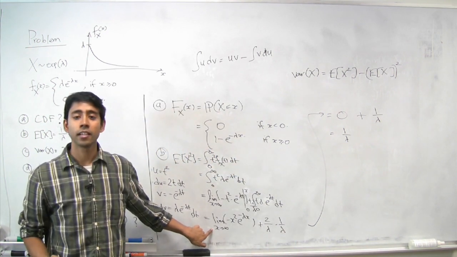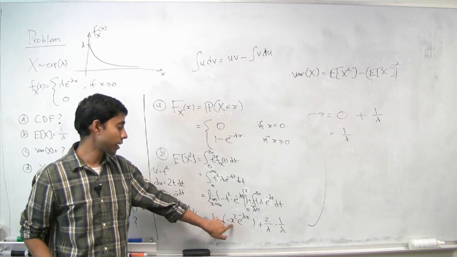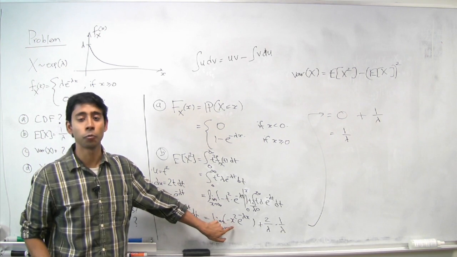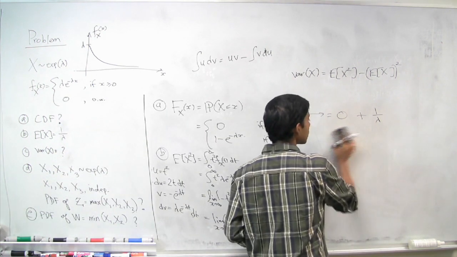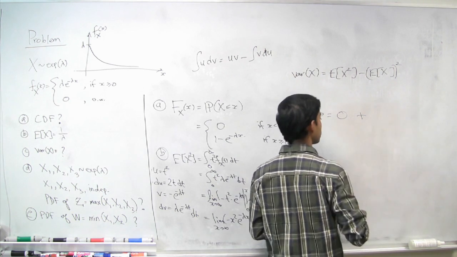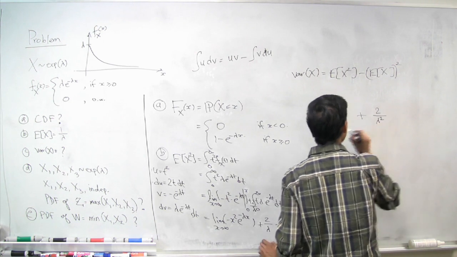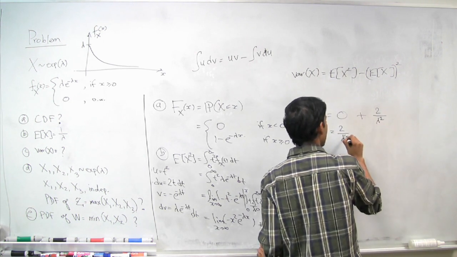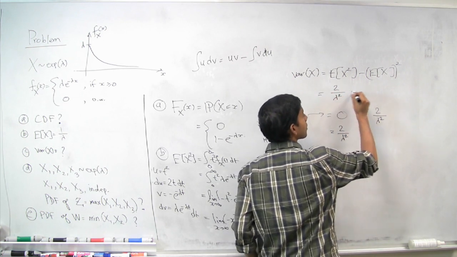Again, the limit as x goes to infinity, the exponential will beat x squared. No matter what polynomial you put in there, the exponential is going to win. So this is going to be 0 still. This one's going to be 2 over lambda squared. So we're left with 2 over lambda squared for expectation of x squared.